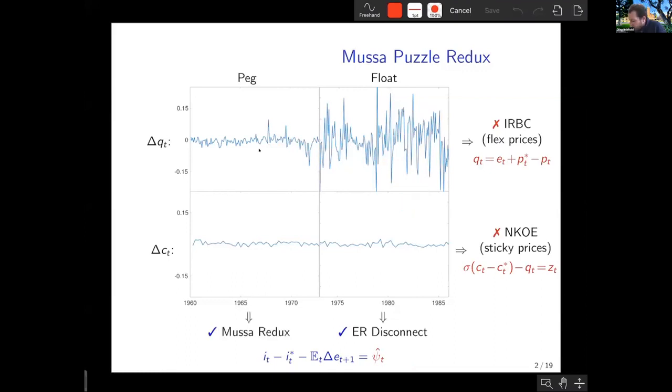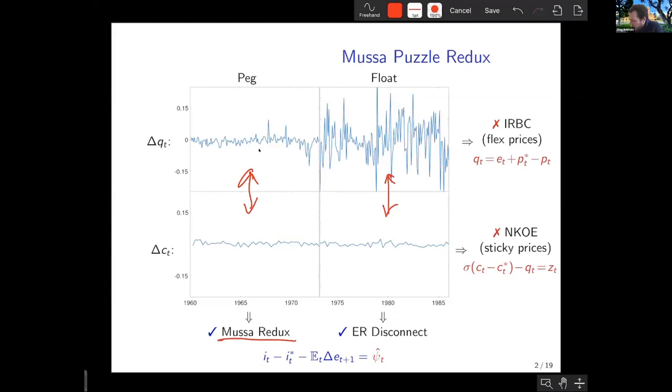But now, once you bring in the period of the peg and the float, it increases the set of moments that you need to match. You not only need to match the disconnect in volatilities during the floating period, you also have to match the fact that from peg to float, the real exchange rate changes its properties, while macro variables do not change their properties. And in this sense, the Mussa puzzle is like the mother of all exchange rate puzzles, because it has the peg period and the float period. So you need to match the moments during the float and during the peg, right?